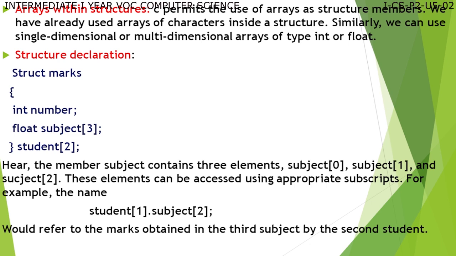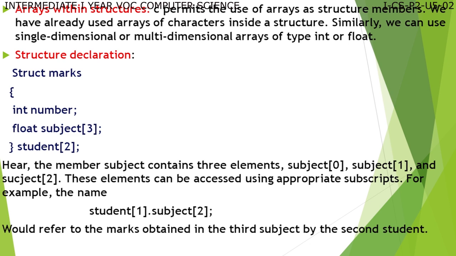How will the array be utilized within a structure? Now, C permits various uses of arrays, different forms of arrays as a structure member. Here we have already used arrays of characters inside the structure in a previous class. Similarly, we can use single-dimensional or multi-dimensional or two-dimensional arrays of data types integer or float. Now let's see how arrays are declared within a structure.